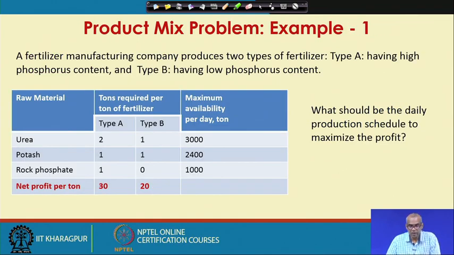Now, let us take a problem. We have talked about this problem in the early weeks when we took certain examples of different types of optimization problem. Now, let us take the same problem and go through each step of the problem formulation. A fertilizer manufacturing company produces 2 types of fertilizers, type A having high phosphorus content and type B having low phosphorus content.